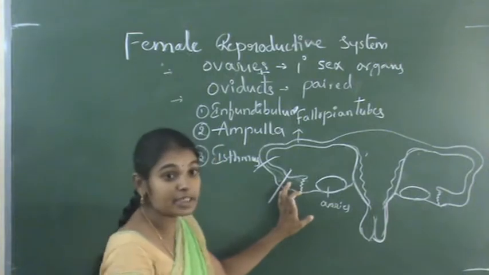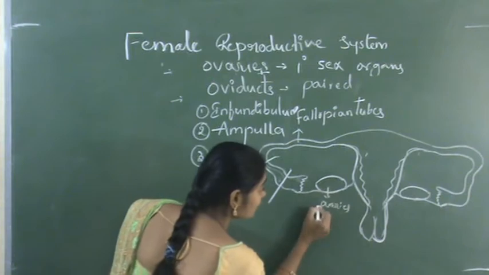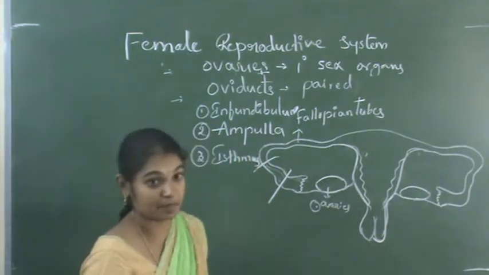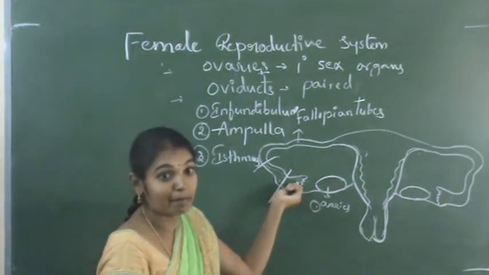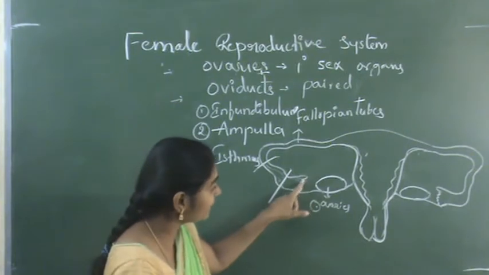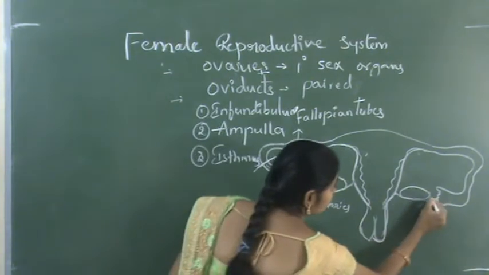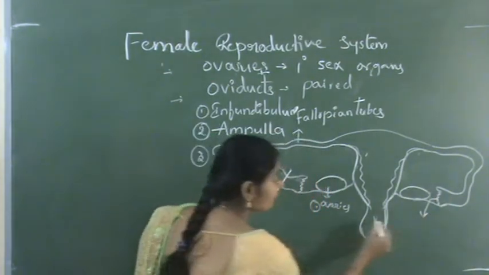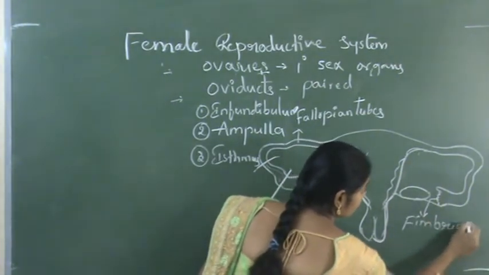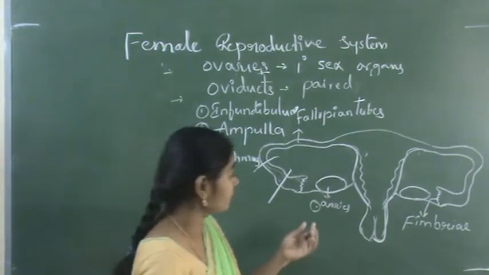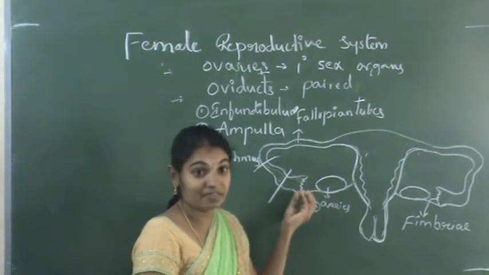The first part is known as infundibulum. From the ovaries, the ovum is released into the abdominal cavity, and this is connected to the infundibulum, which contains finger-like projections known as fimbriae. With the help of these fimbriae, the ovum is collected by the infundibulum.